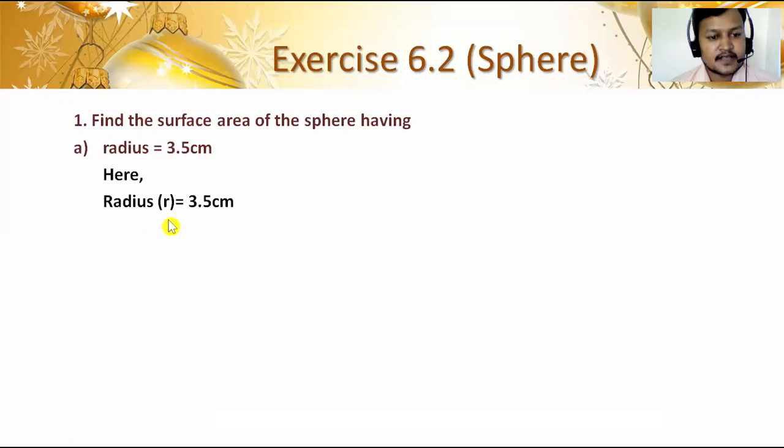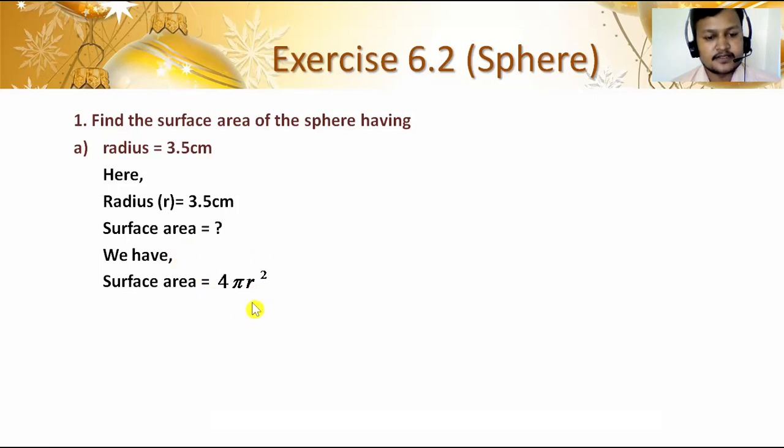Radius R is equal to 3.5 centimeter and surface area is 4 pi r square. Just this one is the formula which we have to use here. Now put values here. 4 into pi, 22/7, into r square, 3.5 square.